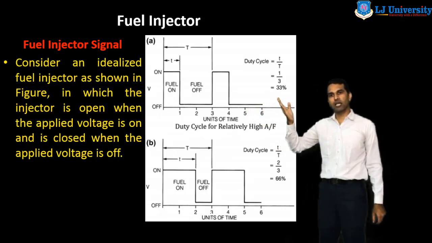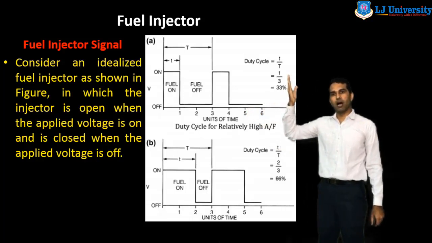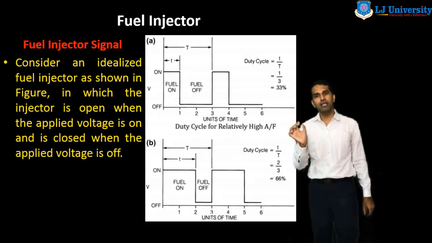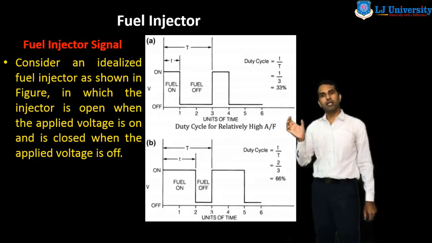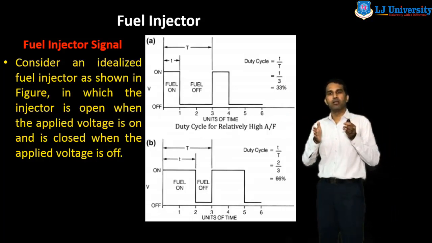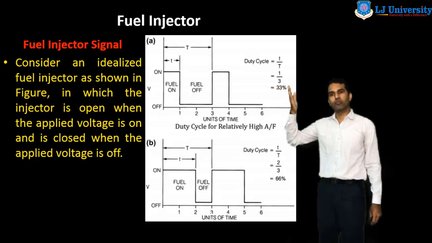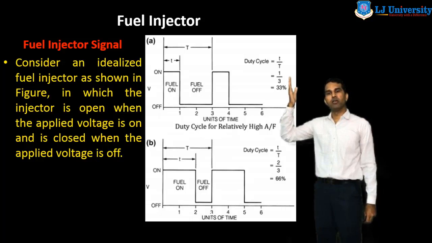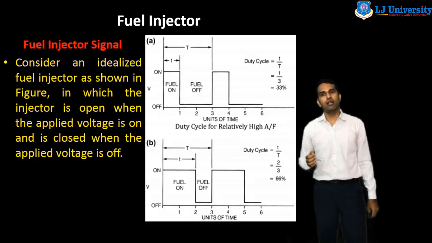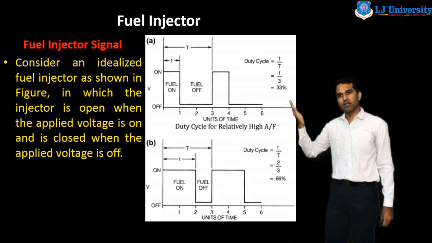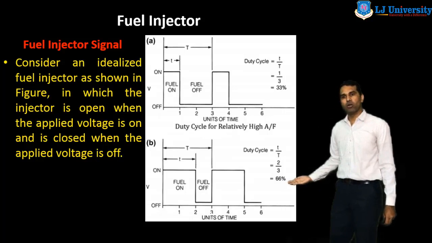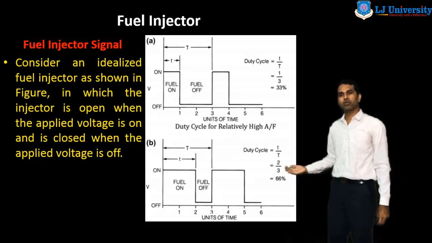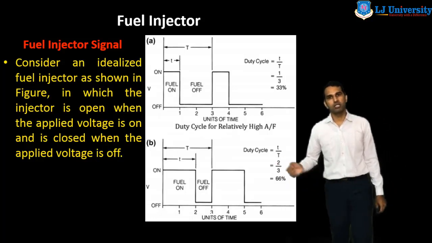We can calculate the duty cycle percentage as T upon tau, where T indicates the on period of the pulse, and tau indicates the total duration of the cycle. The total duration of the cycle is 3, and this pulse is on for 1. So 1 by 3, the duty cycle for this is 33%. Same as we can calculate for the second figure. Here the pulse is on for 2, and the total pulse duration is 3. So 2 by 3 is nothing but 60%. This is the duty cycle.